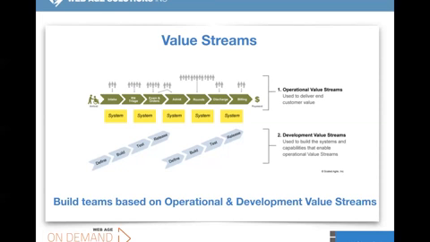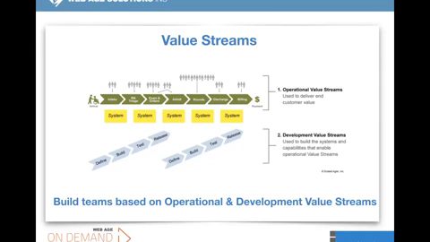So what we should do is sit down as an organization and figure out what our operational value streams are, right? What it takes to actually get things done from an operational standpoint. Then we identify all the systems that it would take to support those operations. And then we create a development value stream about what it takes to actually implement these systems across the operational value stream.